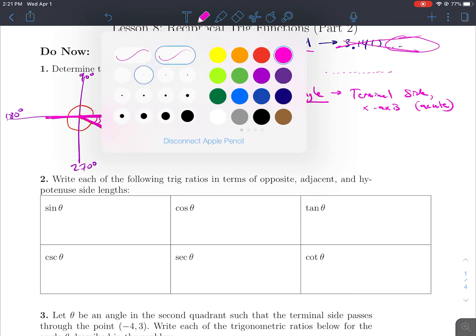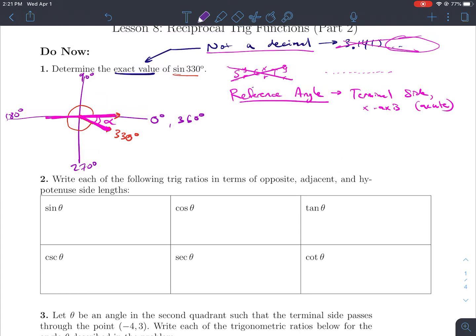Now to compute alpha, we can find the exact measurement for this angle using a little bit of critical thinking. 330 degrees and alpha together make a full circle. So because 330 degrees and alpha make a full circle, alpha has to equal 30 degrees, so they combine to make 360 degrees. All right, so now that we know alpha is 30 degrees, we can compute the exact value.